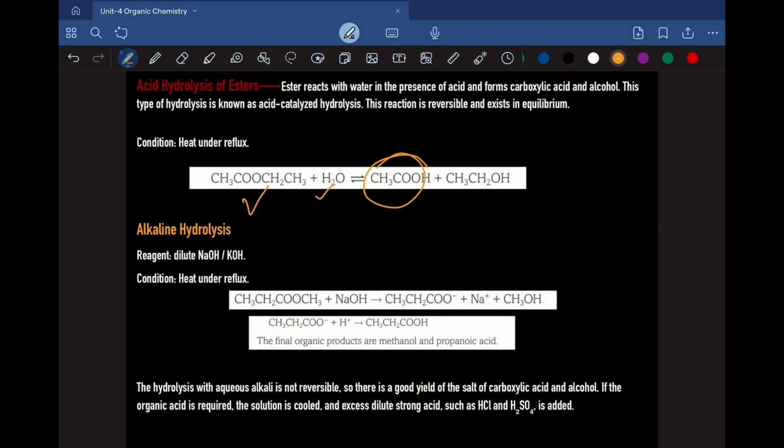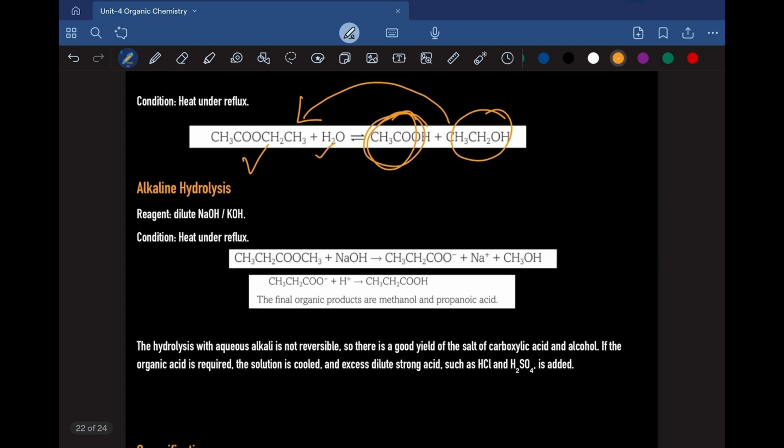This is actually a reversible reaction. You can also react carboxylic acid with alcohol to form an ester. So this reaction is reversible and exists in equilibrium. The condition is heat under reflux. This is what acid hydrolysis is.